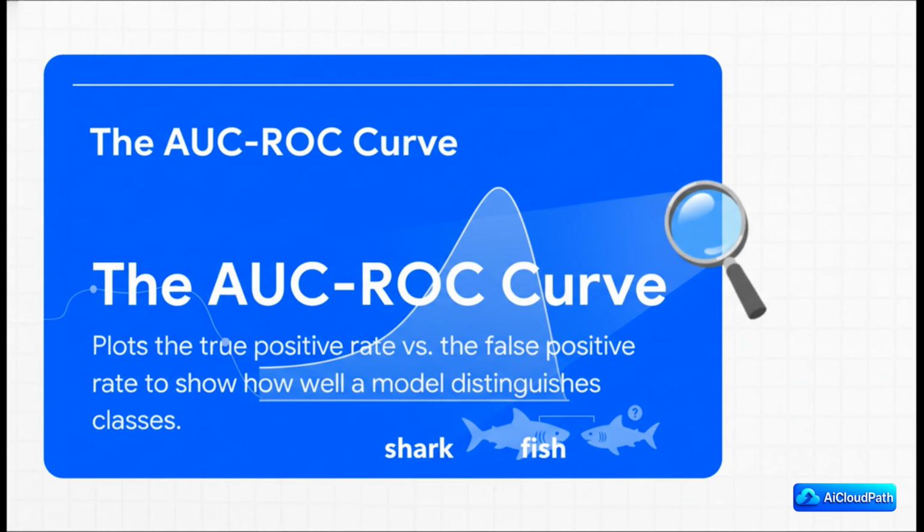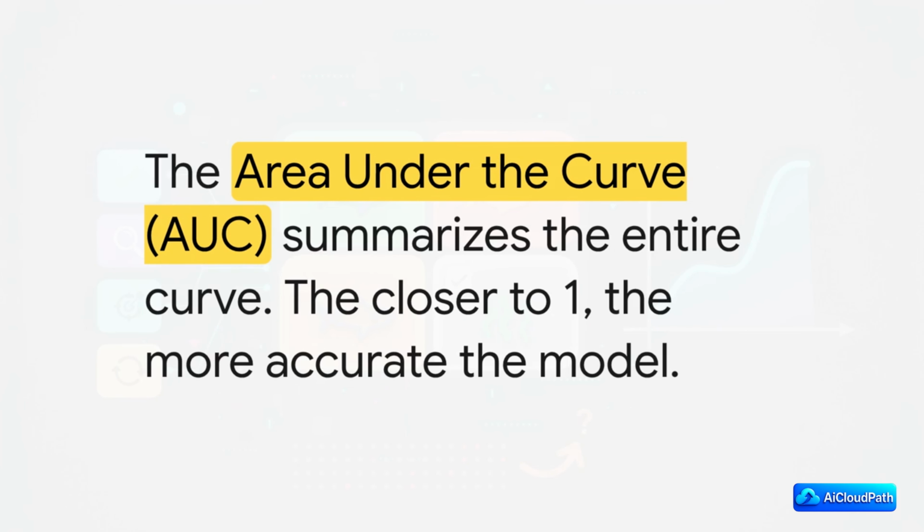And for that, we turn to the AUC-ROC curve. It sounds complicated, but it's really just a powerful graph. It plots how good your model is at finding true positives versus how often it accidentally creates false positives. Basically, it's a visual report card on how well your model can tell a shark from just a fish. And the best part is, you can summarize this whole beautiful curve with a single number, the area under the curve, or AUC. This number goes from 0 to 1, and it's simple. The closer your score is to 1, the better your model is at separating the classes. A score of 1 means you've got a perfect model.